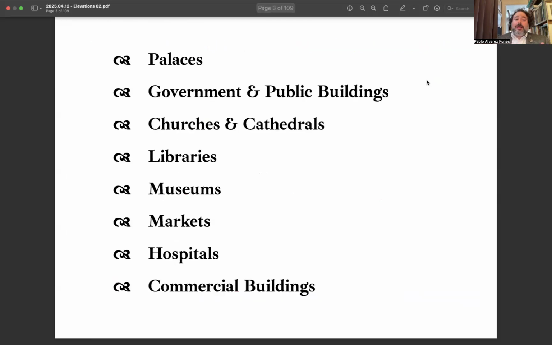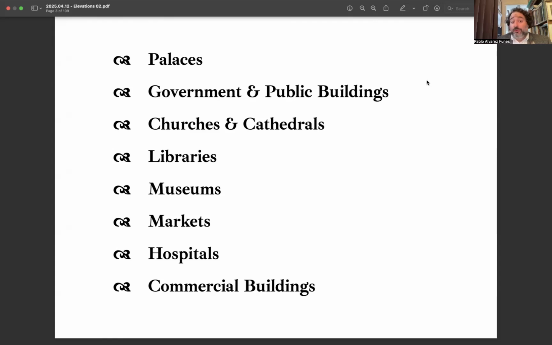So in that regard, I have divided them into 8 different types of buildings. They could be more, they could be less, but this is the division I came up with to make a clear distinction between the functions. The first one is going to be palaces, because the architecture of the elites and the rulers has always been very important for the structure of the city. Government and public buildings, which also make a very important contribution to the city.